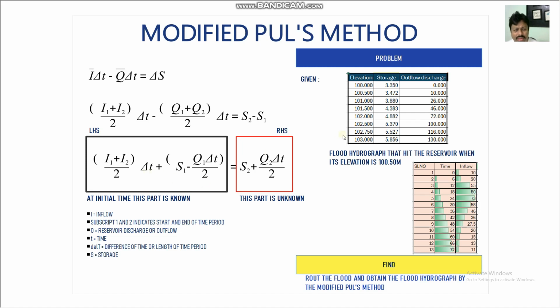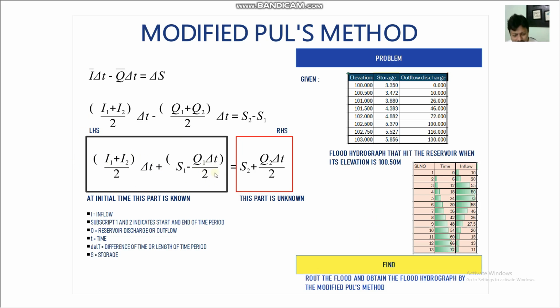So if I can recapitulate, let us recapitulate from the problem itself. Elevation, storage, outflow discharge given. Then they say that flood hydrograph hit the reservoir when its elevation is 100.5 meters. So once you got it, what you have is, you already know I1 plus I2 by 2 del T plus S1 minus Q del T by 2. This LHS is already known to you for initial time scale.